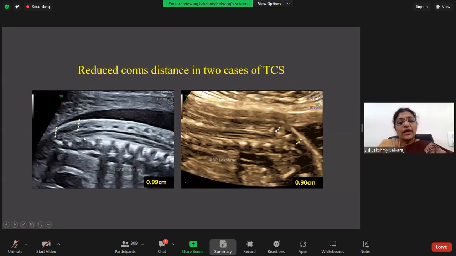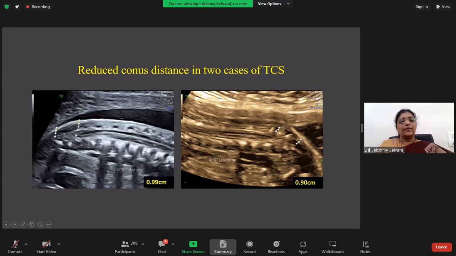So what are the conditions where you can have a reduced conus distance? Whenever there is a closed spinal dysraphism, or partial sacral agenesis, or lumbosacral diastematomyelia, there can be a tethered cord. So look at this. This is where the conus is ending, and you see the conus distance is only 9 millimeters.